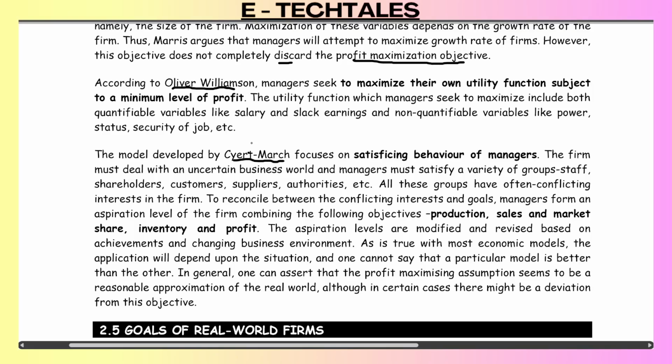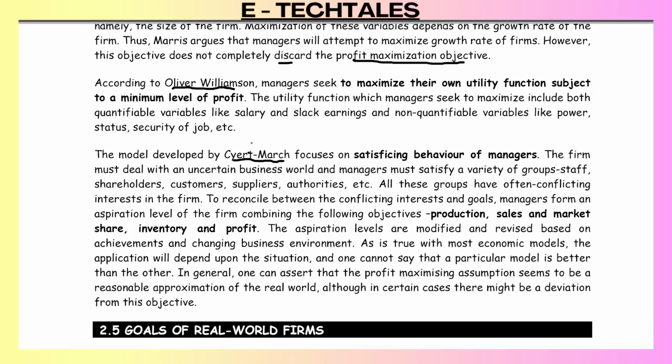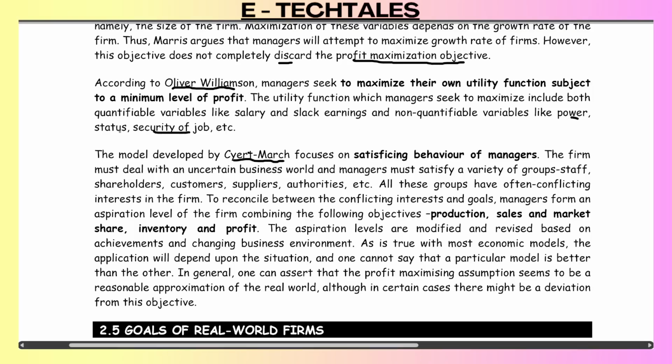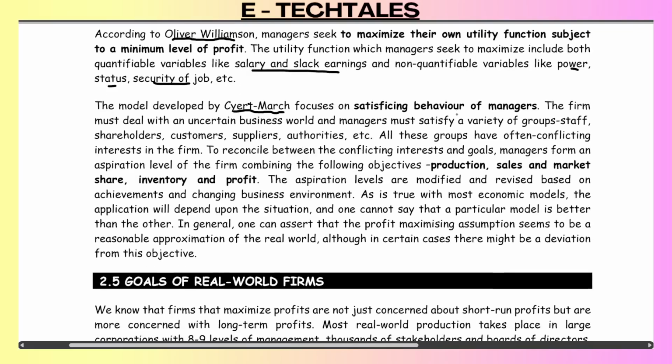All right. Coming to Mr. Oliver Williamson, he suggests that managers seek to maximize their own utility function, subject to achieving a minimum level of profit. This utility function includes quantifiable variables like salary and slack earnings, and non-quantifiable variables like power, status, and job security.